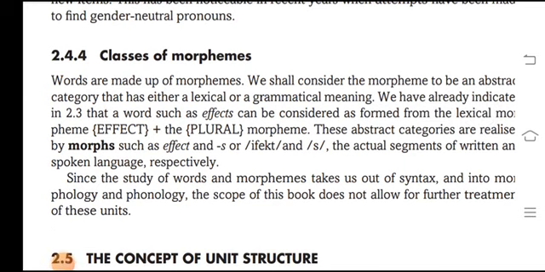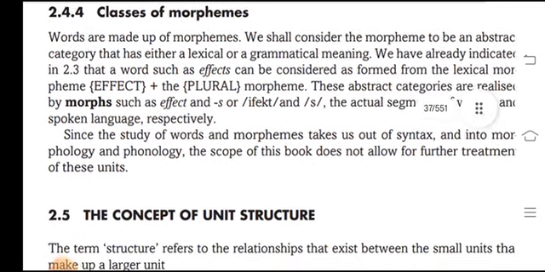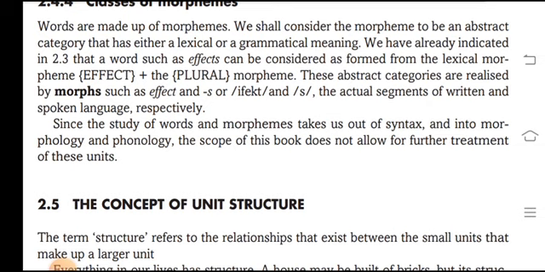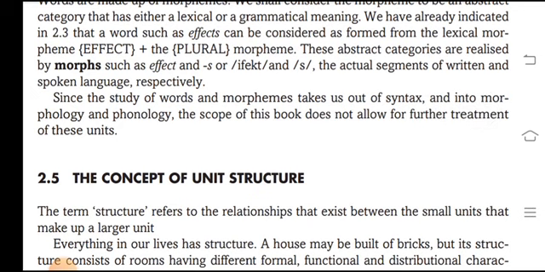2.4.4 The classes of the morphemes. What are words made up of? We shall consider morphemes to be abstract categories, and the categories that we have are the lexical and the grammatical meanings. As we have already indicated in 2.3, words such as effect can be considered as formed of the lexical morpheme effect plus the plural morpheme.